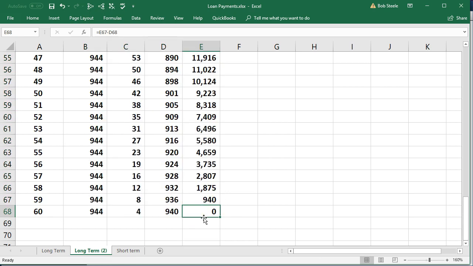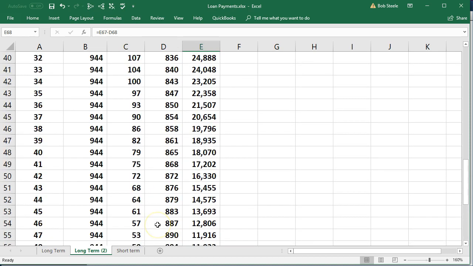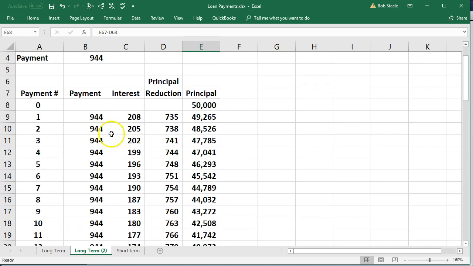Now once we do that, this cell should then be 0. So it goes to 0 at the end of 60 payments. That would be the indication that we have done this correctly. You can see that this last payment, we're still going to pay $944, like every payment, but only $4 of it is interest, and $940 is principal to bring us down to 0, as opposed to this first payment, where we still make $944 payment, but $208 of it is interest, and $735 is principal.